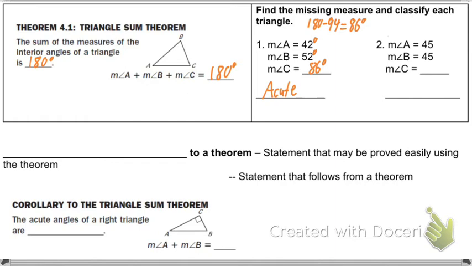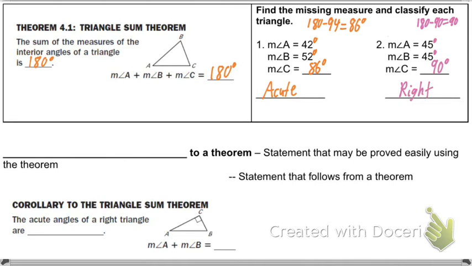Okay. So if we look at number 2. If the measure of angle A is 45 degrees and the measure of angle B is 45 degrees, how could we figure out the measure of angle C, Tyler? Add them together and subtract that from 180, right? So 180 minus 90 is 90. So measure of angle C is 90 degrees. So what type of triangle is this based upon the angles, Dylan? Right. It is a right triangle because it has a right angle.